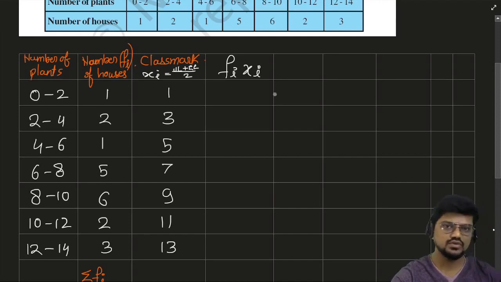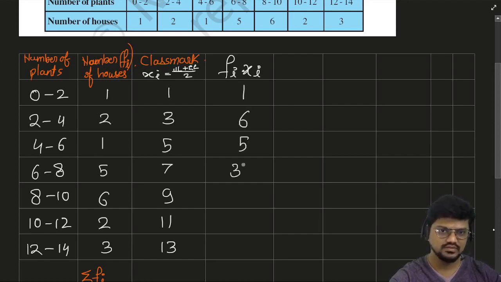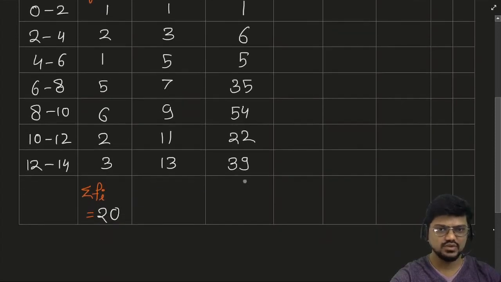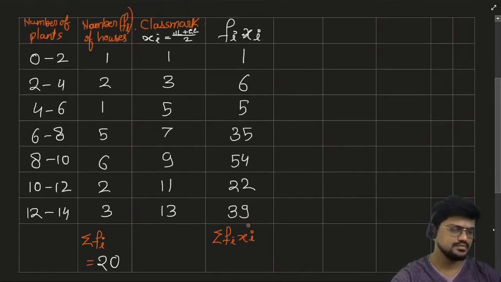To find that, we'll do fi into xi first. So 1 into 1 is 1, 2 into 3 is 6, 1 into 5 is 5, 5 sevens are 35, 6 nines are 54, 2 elevens are 22, and 3 thirteens are 39. Got it up to over here? After that you just have to add these. You need to find summation of fi into xi to find the mean. You will add all of them.